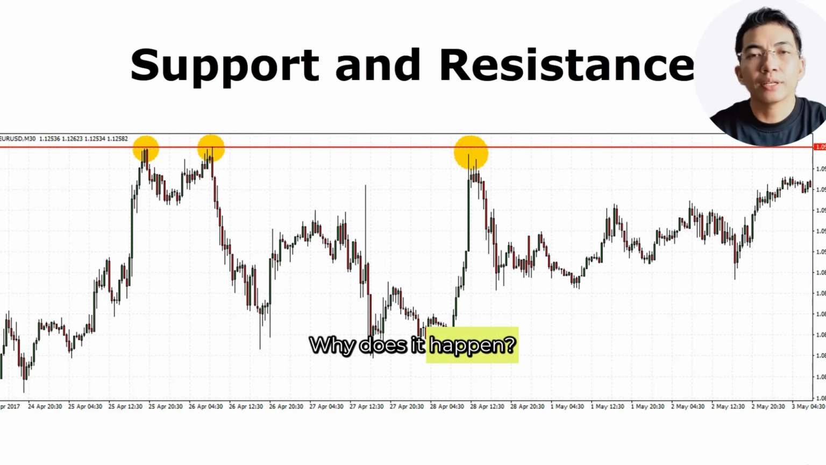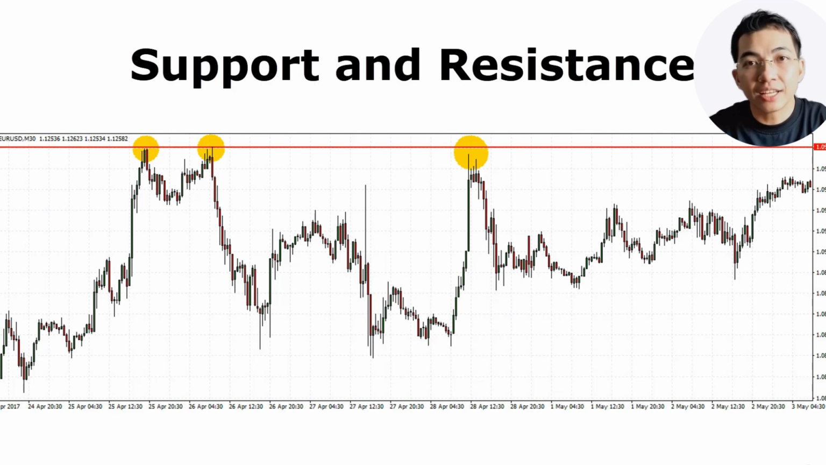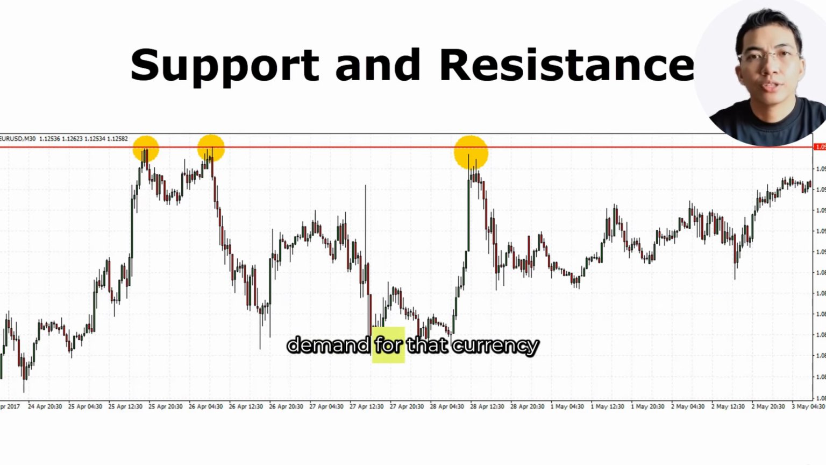Why does it happen? Every market price is made by supply and demand levels. A support is simply an area where the price starts to be appealing, and this increases the demand for that currency, pushing the price up. With the same logic, a resistance is an area where the price starts to be seen as too high, and the demand for that currency decreases, pushing the price down.